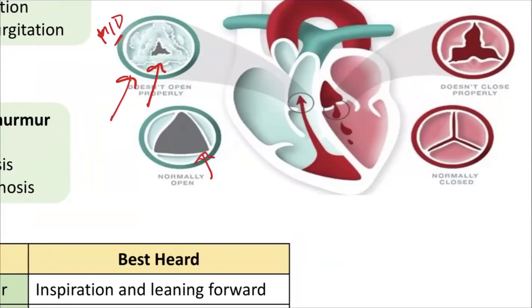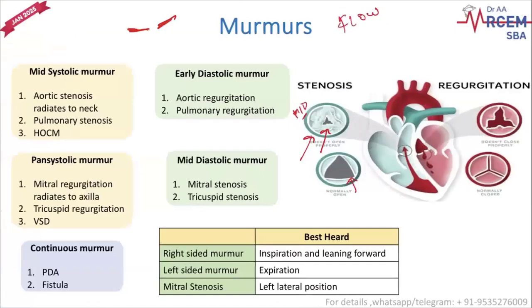Regurgitation means the valve is not able to close properly, so backflow of blood is seen. Whenever there is backflow of blood during that time of the cardiac cycle, you will hear the murmur. To break it down, first we'll see the murmurs involving the mitral valve and the tricuspid valve. Imagine there is mitral stenosis or tricuspid stenosis. The atria should contract so the pressure increases and blood moves through this stiffened valve.